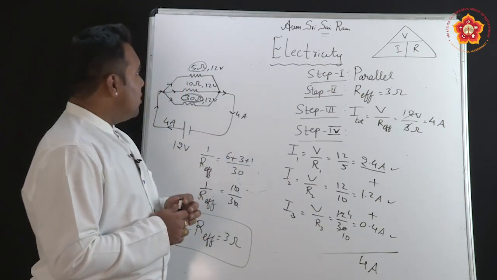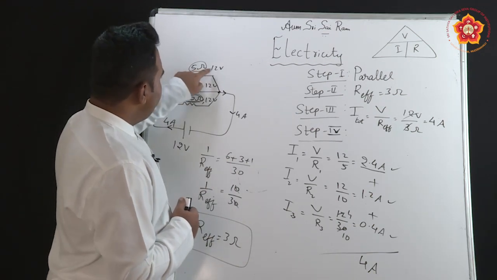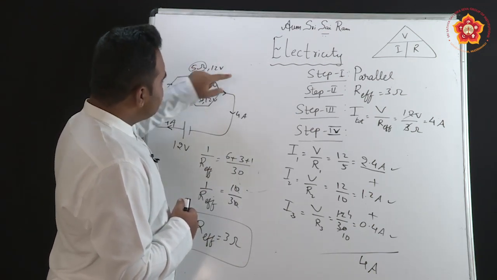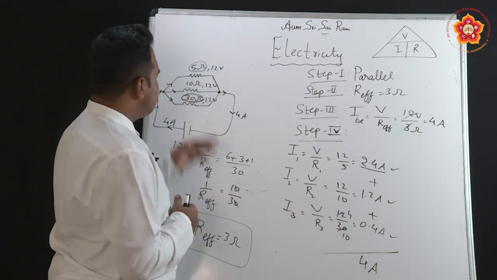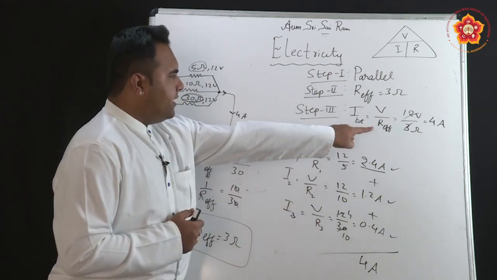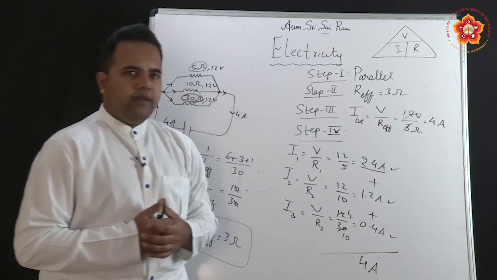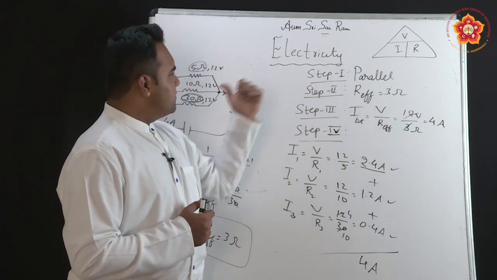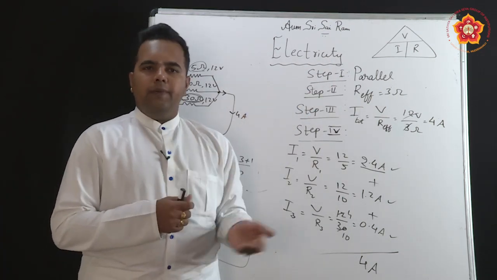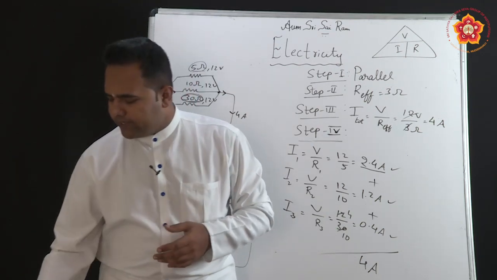This numerical could also be solved in a different way. Because I know the individual values, I can first calculate all the individual currents, add them up and get this 4 amperes, and then go to the total overall effective resistance. The alternative method of solving the same numerical we will take up in the next lecture while we continue with the further topics. Let us see.